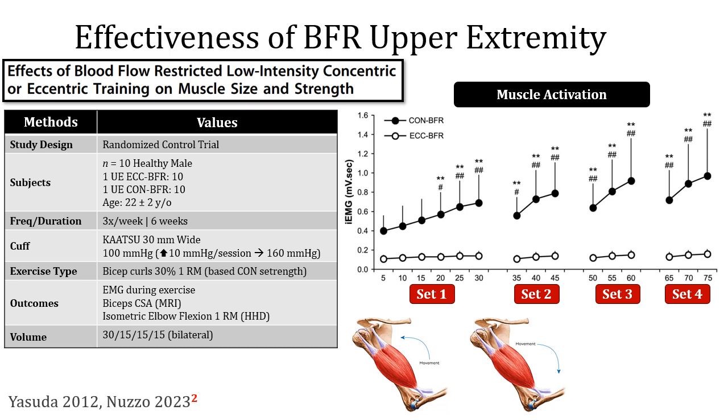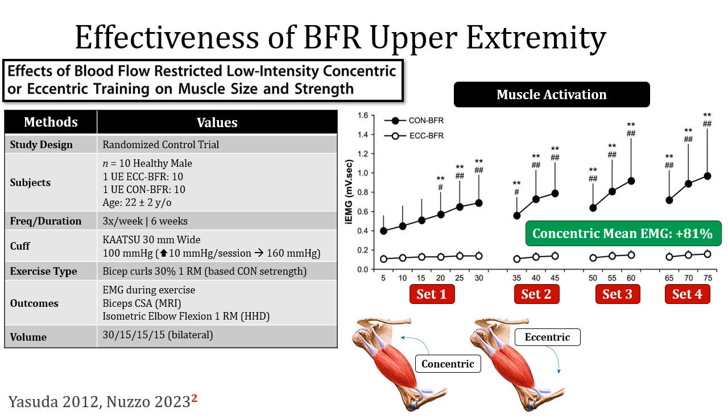As you can see that increases in the concentric group, and so that is the concentric group mean EMG was higher by 81% compared to that of the eccentric group. Now the implications here I think are really important, hence the reason why I've included the study.